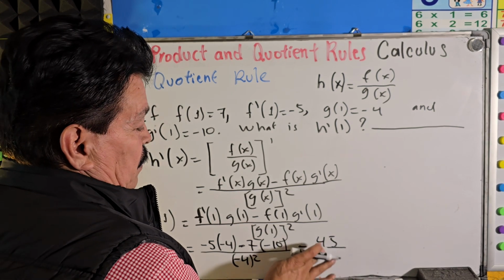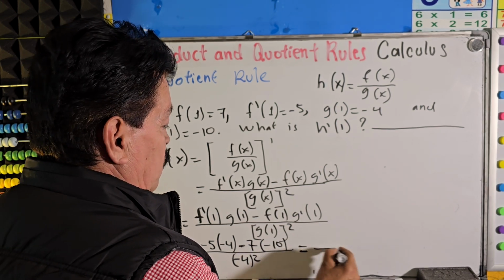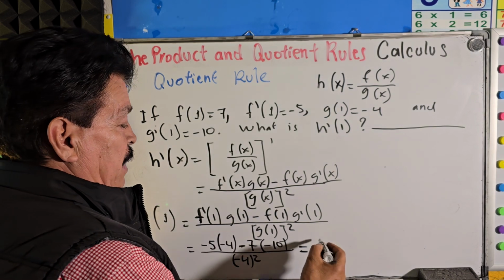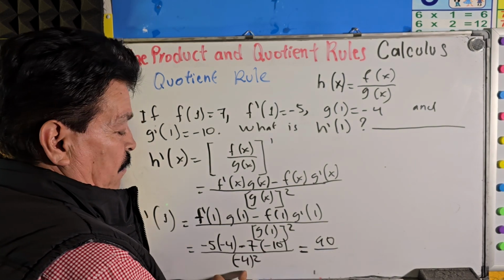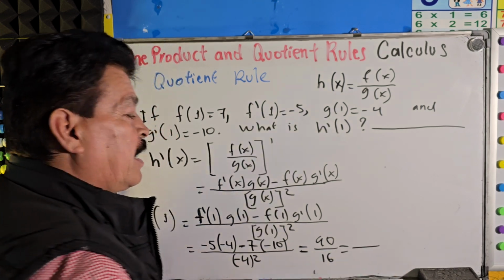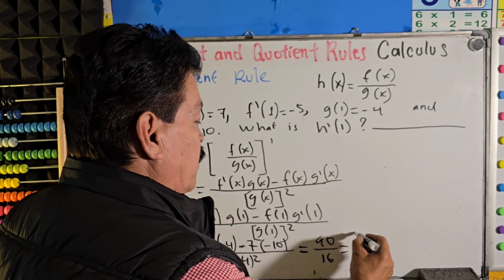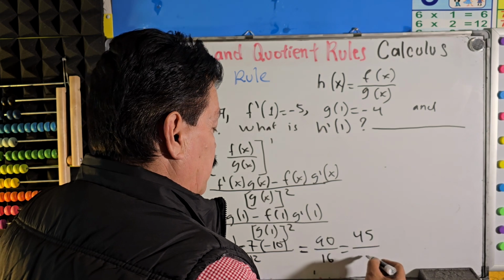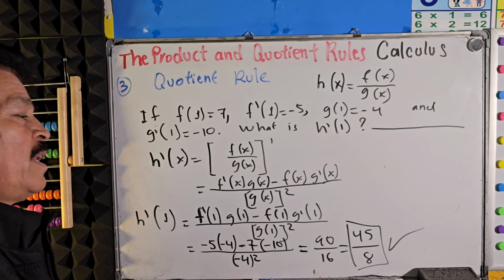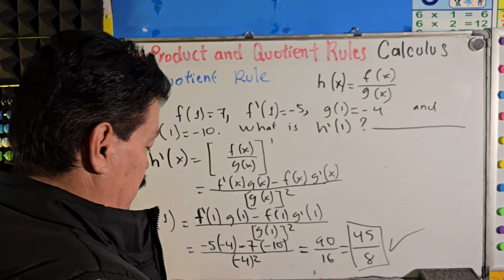Now let me write it because maybe I will confuse you. Here 20 plus 70 is 90. 4 to the second power is 16. That's why I am thinking about writing the small fraction. So the small fraction here is 45 over 8. This is the simplest form. That's why I was thinking in finding the smaller answer. All right.